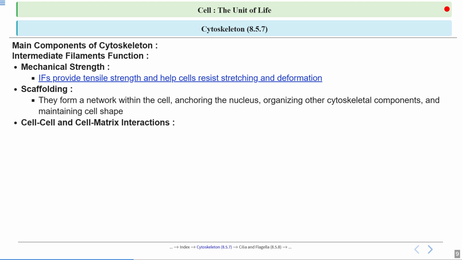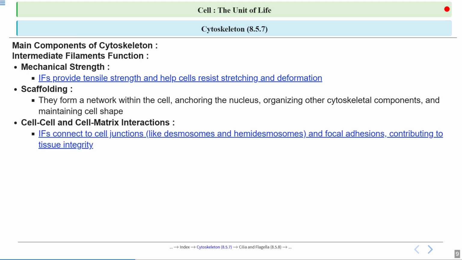Next one, cell to cell and cell to matrix interaction. So intermediate filaments connect to the cell junctions like desmosomes and hemidesmosomes and focal adhesions, contributing to tissue integrity. So simply you can say, they help in cell to cell or cell to matrix interaction. Junction is a point where two things are meeting.